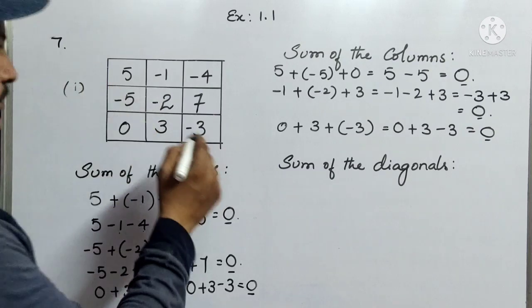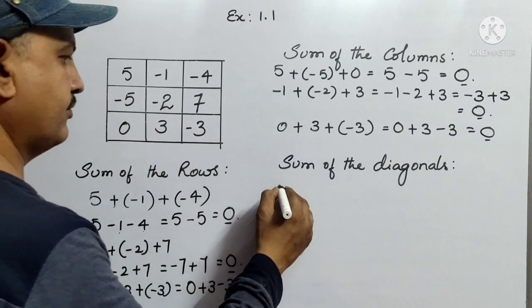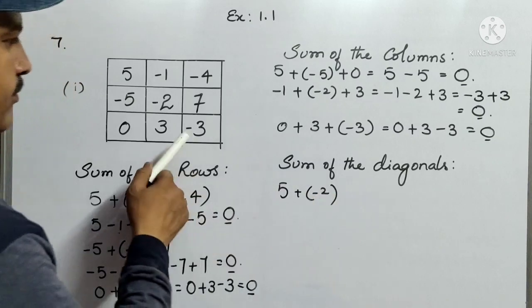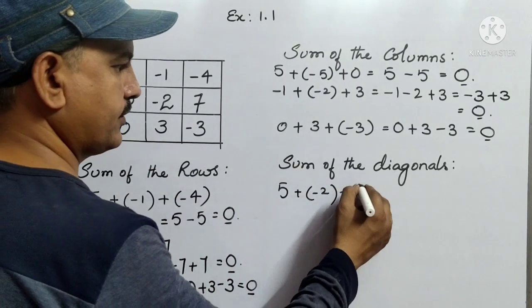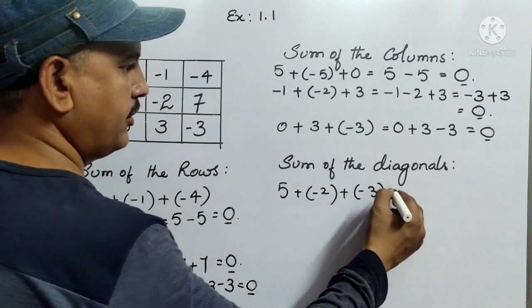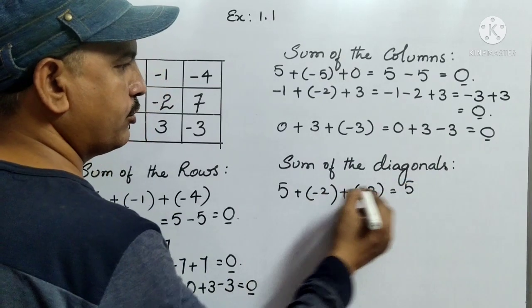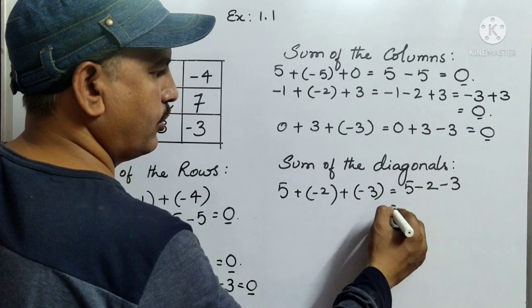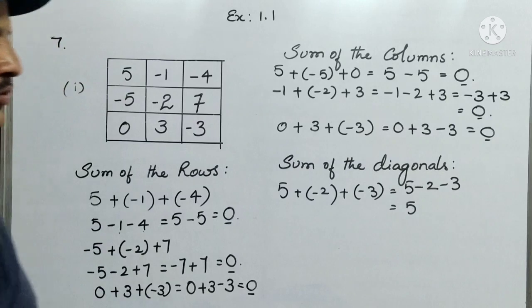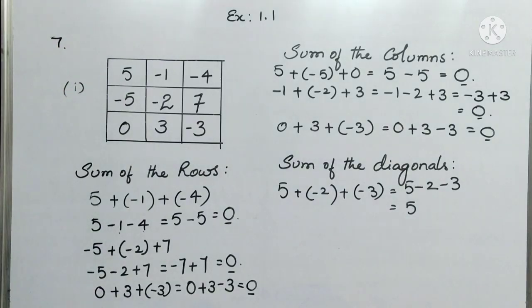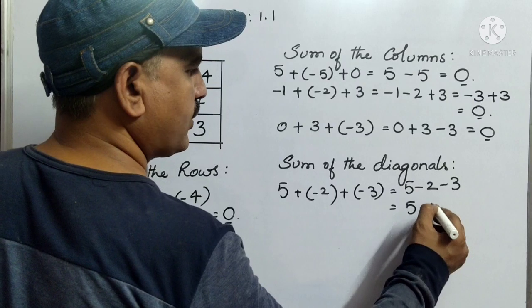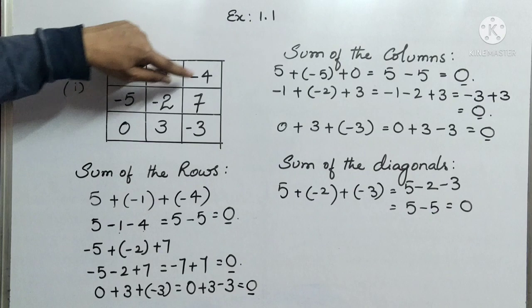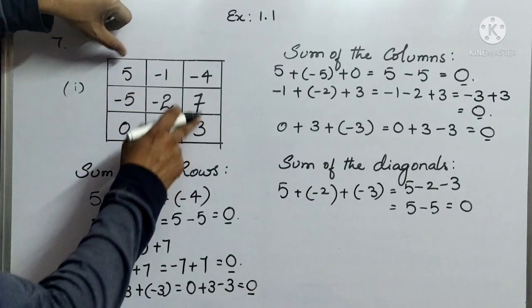Now the first diagonal: 5 minus 2 plus minus 3 equals 5 plus into minus 2 plus into minus 3. Minus 2 and minus 3 both are negative. What to do? We have to add. So 5 minus 5 is 0. Next, this diagonal. This diagonal is over. Now this diagonal.